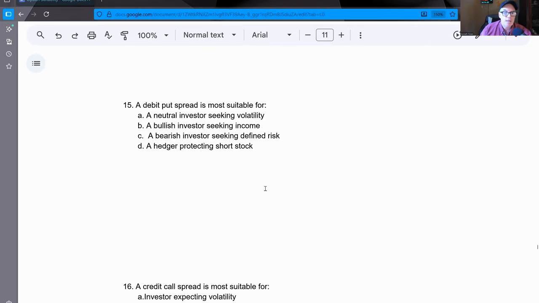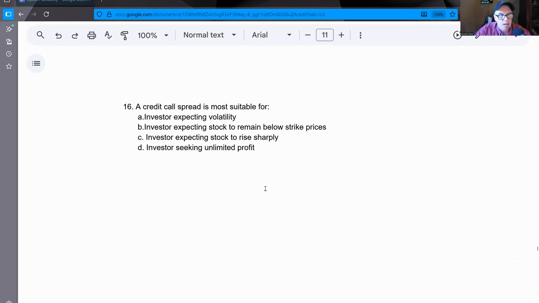Defined risk. A credit call spread. It's like selling a call. It means I'm bearish. Credit means narrow and expire. Let's find it. Not A. Okay, maybe B. Not C. Not D, because there's no unlimited with the spread. B is in. We want it to be below the strike price. To go down, baby. Down, down, down, down, down.